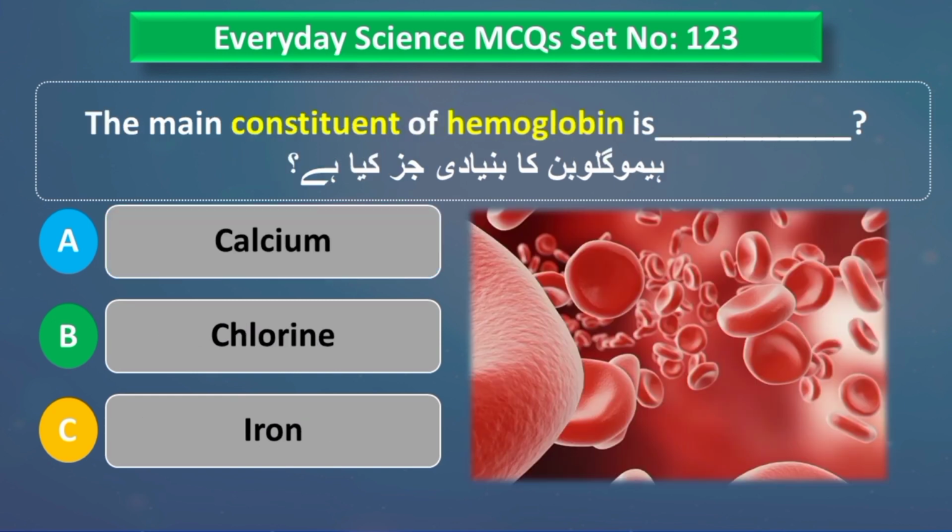Question number 8. What is the main constituent of hemoglobin? The options are A. Calcium, B. Chlorine, C. Iron. So the right answer is option C, iron. Iron is the main constituent of hemoglobin. It helps in carrying oxygen to the cells.